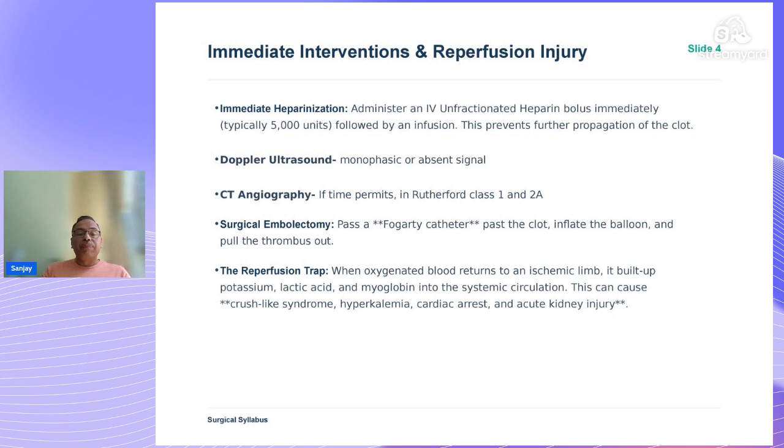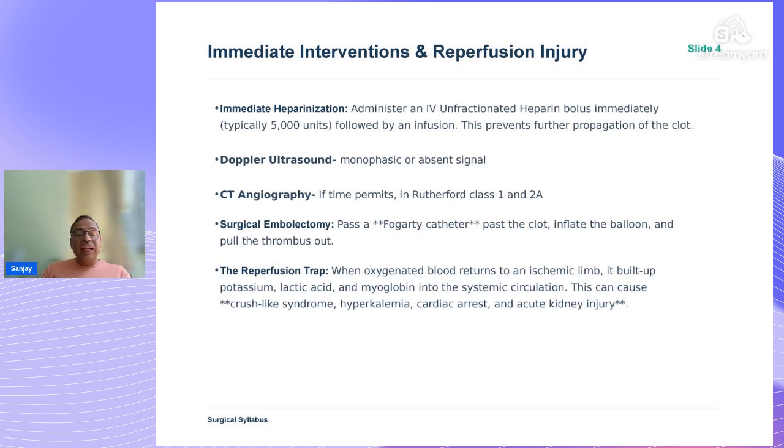A word about that. The first thing, mind you, it is a clinical diagnosis, as I've already mentioned. So the first thing you do is immediate heparinization on a strong clinical suspicion. So administer an intravenous unfractionated heparin bolus immediately, typically 5,000 units, followed by an infusion of low molecular weight heparin. This would prevent further propagation of the clot. So immediate heparinization is very, very important. Now, this would give you some time.